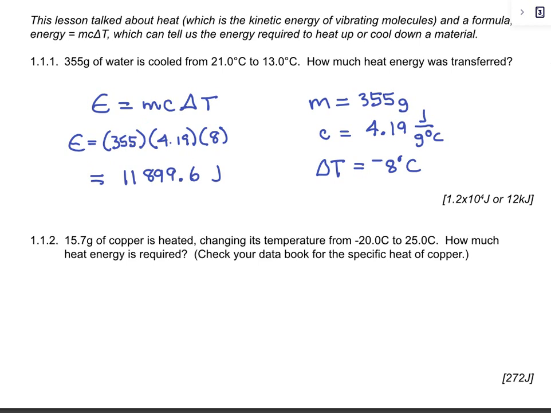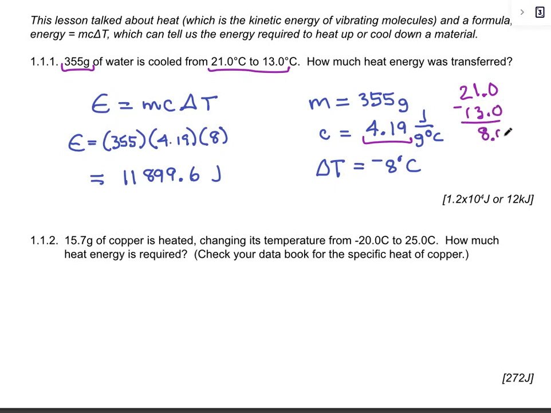Now, significant digits. The mass we got has 3 sig digs. The specific heat of water has 3 sig digs, and looking at these temperatures, it is very tempting to say that our answer's got to have 3 sig digs because they do as well. The catch is when you subtract those temperatures, 21.0 minus 13.0, the answer comes out to 8.0.